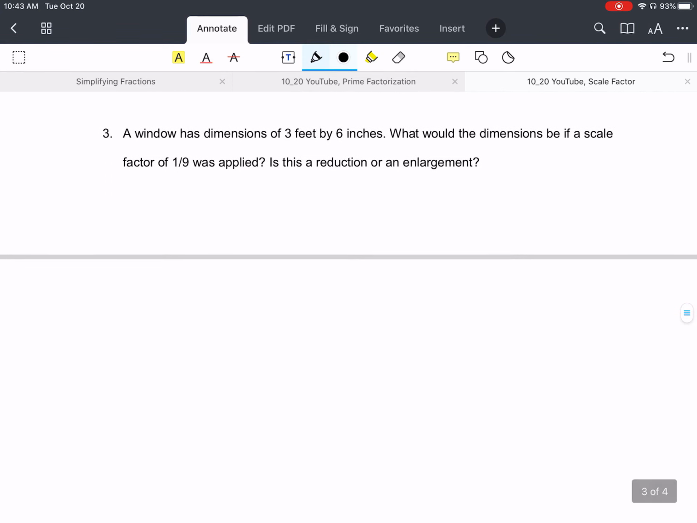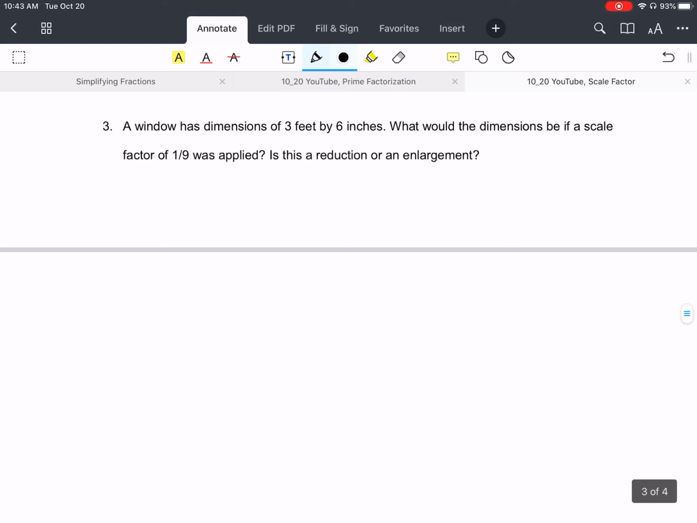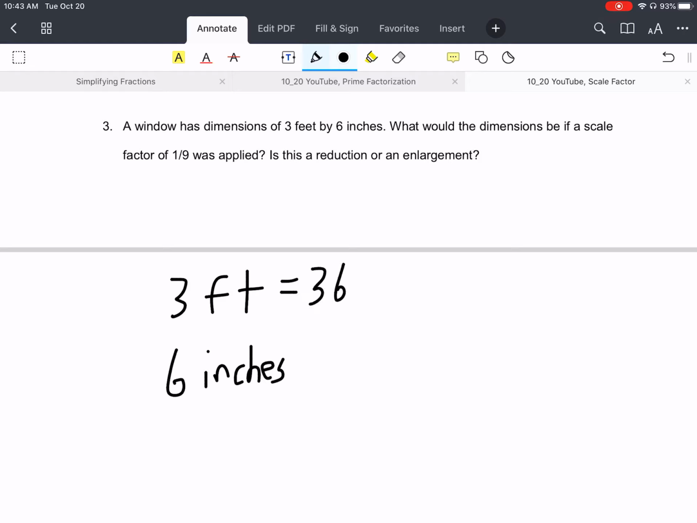Okay, question 3. A window has dimensions of 3 feet by 6 inches. What would the dimensions be if a scale factor of 1/9 was applied? So we have 3 feet, we have 6 inches, and this sort of problem does give you some options. If you prefer not to deal with 3 feet, you could say that 3 feet is equal to 36 inches. That is an option you have. You don't need to do that. We are going to not do that for this problem, but either way we'll come up with the same answer.